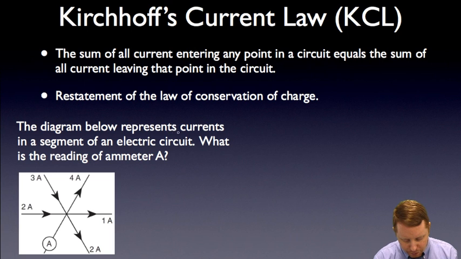So in the diagram below, this represents currents in a segment of an electric circuit. If we want to know the current flowing through this ammeter A, well, we have 2 and 3 amps coming in, so 5 amps in, and we have 4, 5, 6, 7 coming out. That means that we must have another 2 amps coming in for everything to balance. What comes in must come out. Law of conservation of charge.